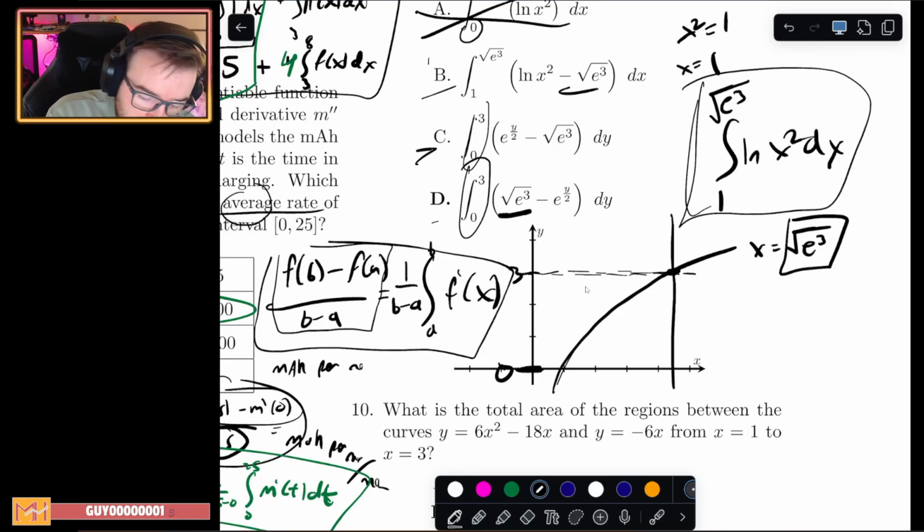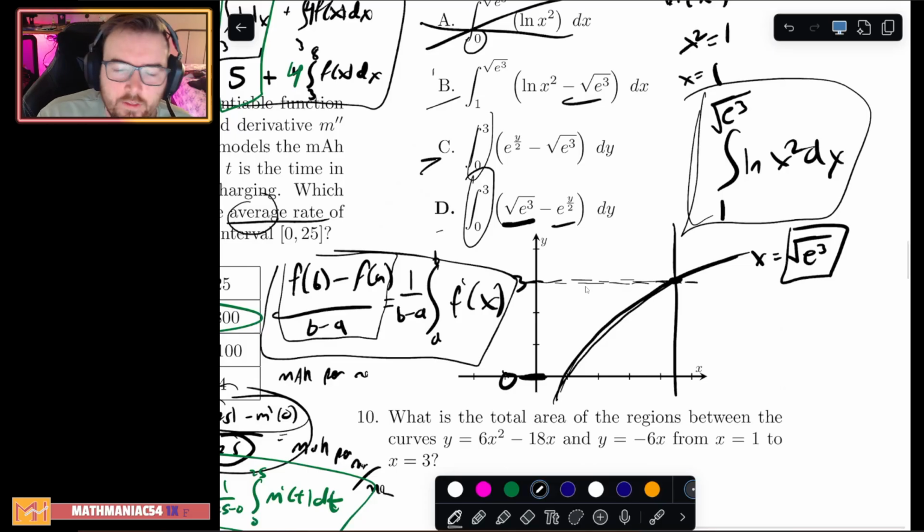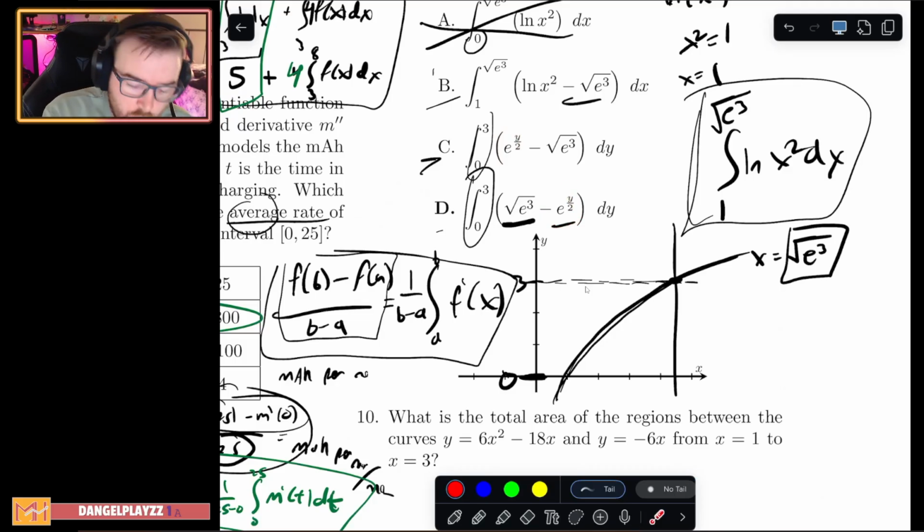Now, what's with the e to the y over 2? In the grand scheme of things, who cares why it's e to the y over 2? It's right minus left. This is not the right function. So just circle D and move on, right?